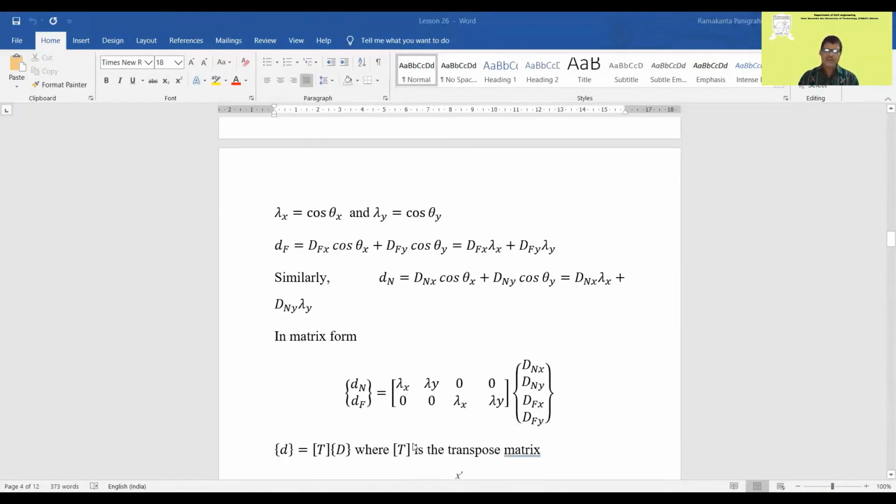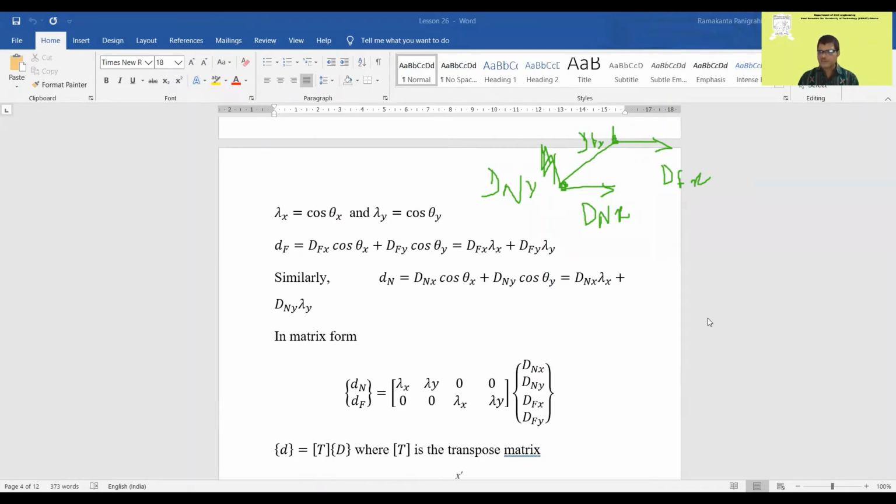Now in the matrix format, how will I write this? There are four unknowns: dnx, dny, dfx, dfy, because at each end we have two displacements. So at each joint we have two things. Okay, so it is a member. These are global directions. So at the near end, dnx, dny. At the far end, dfx, dfy. These are the global displacement directions, so we can calculate the values.